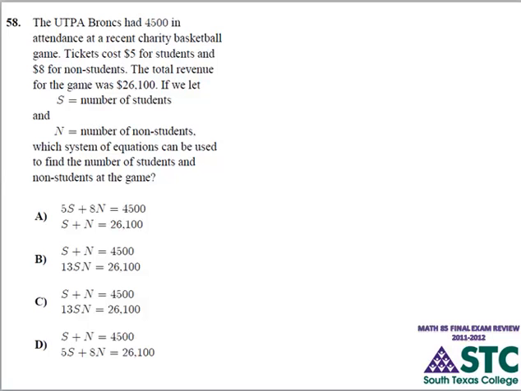The following problem states, the UTPA Bronx had 4,500 people in attendance at a recent charity basketball game. Tickets cost $5 for students and $8 for non-students. The total revenue for the game was $26,100. If we let S equal the number of students and N equal the number of non-students, which system of equations can be used to find the number of students and non-students at the game?